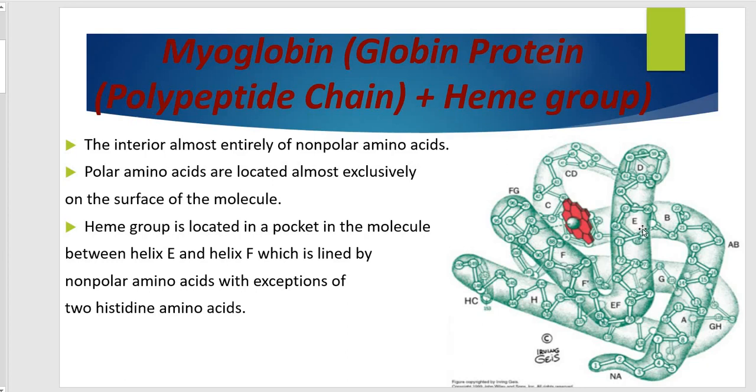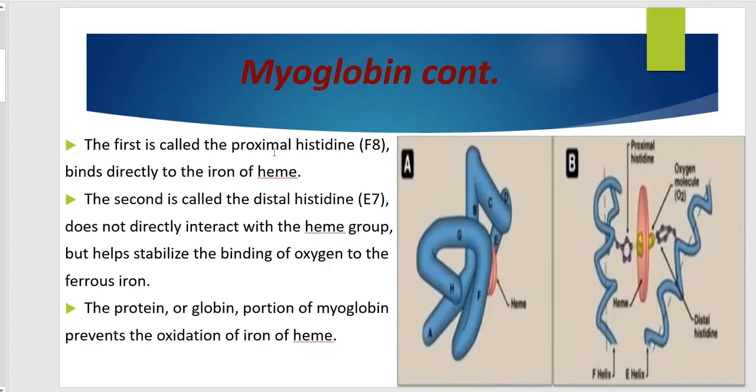And between F and E helix, there is the heme group, surrounded by non-polar amino acids, except 2 histidine amino acids. One of them is called proximal histidine, which is F8, and it binds directly to the ferrous iron of the heme. And the second histidine is called distal histidine. It's the E7, and it doesn't directly interact with heme group, but helps to stabilize the binding of oxygen to the ferrous iron.